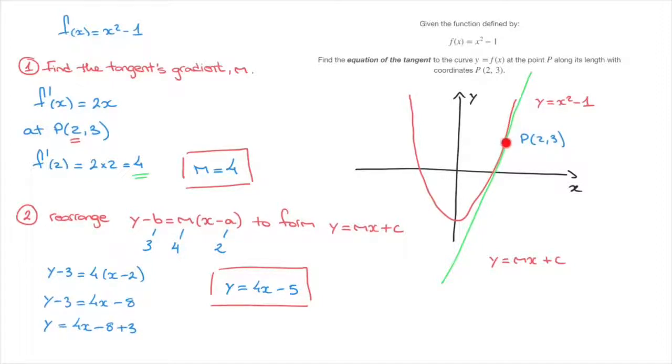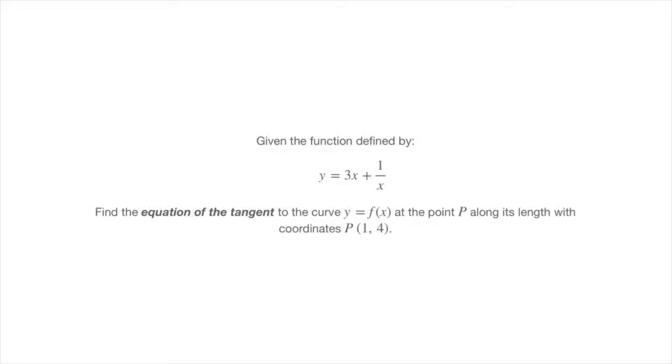2, 3. Now the good news is this two-step method that we've just seen will always work. And in fact, let's look at one more example to illustrate that. As a second example, we're given the function defined by y is equal to 3x plus 1 over x, and we need to find the equation of the tangent to the curve y equals f of x at the point P along its length with coordinates 1, 4.